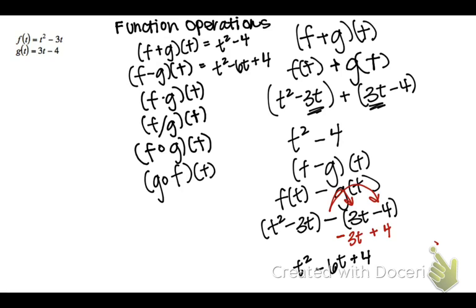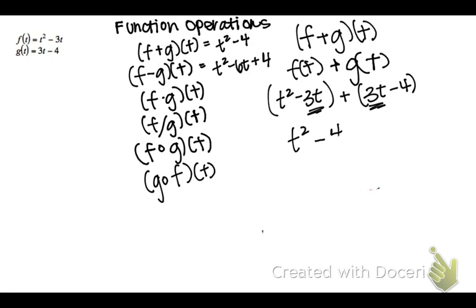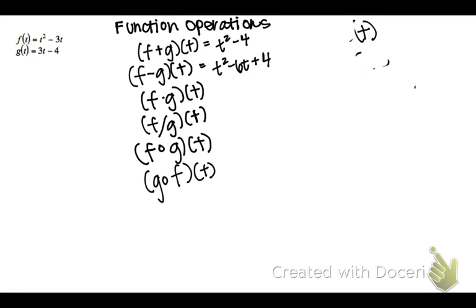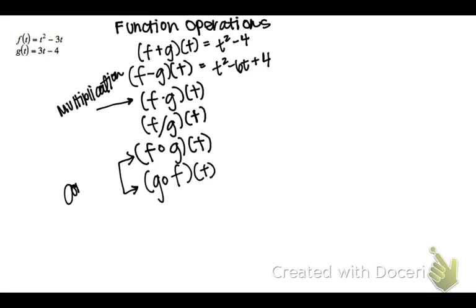Okay. For multiplying them, there's a big difference between just a dot and this open circle here. If it's just a dot, this is multiplication. If it's an open circle, this is composition. This means you're plugging it into itself, and with multiplication, you're just multiplying them. You need to know the difference between those.